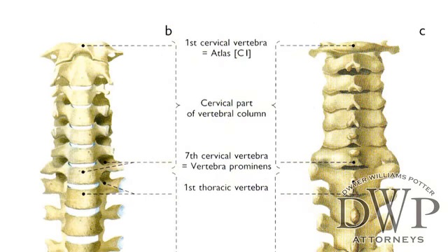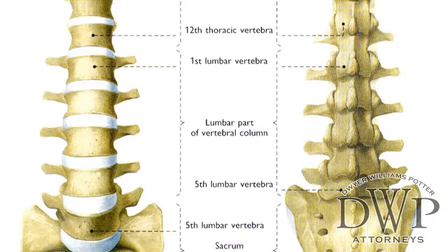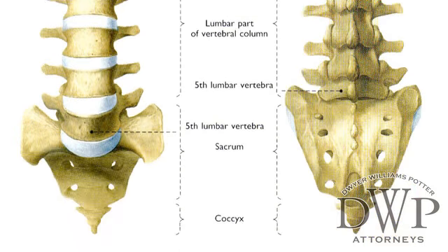The cervical area is at the top, and that's commonly referred to as the neck. Next is the thoracic area, and that's the mid-back. Finally, there's a lumbar area, or the low back. And below that lies the sacrum, and then down at the bottom is the coccyx.